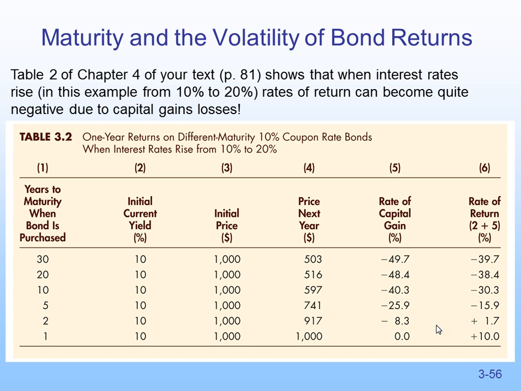All right, so on the bottom is a 1-year bond. The top is a 30-year bond. They all have the same initial current yield. They all have the same initial price. What happens to the price of that bond next year? Well, for a 1-year bond, it doesn't change. It's been held to maturity.